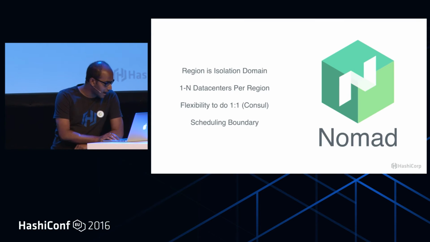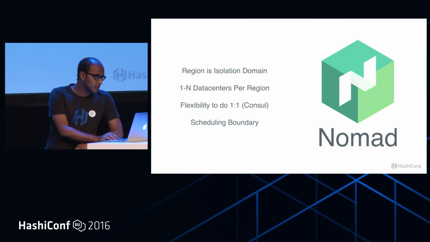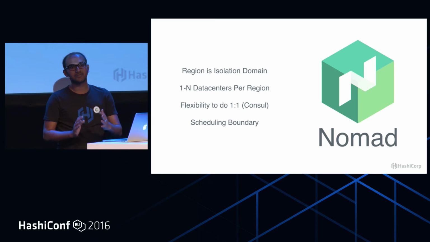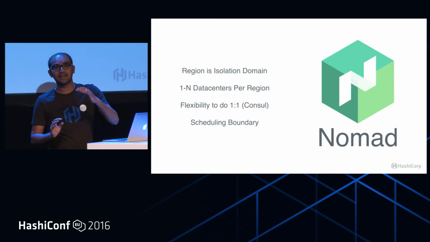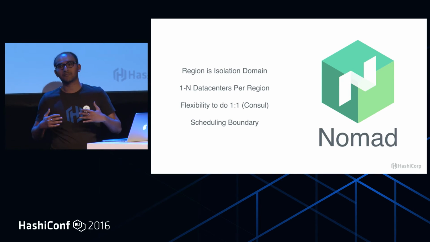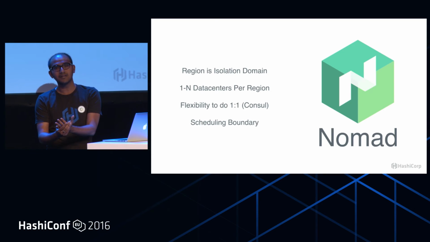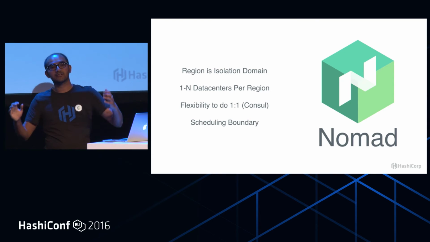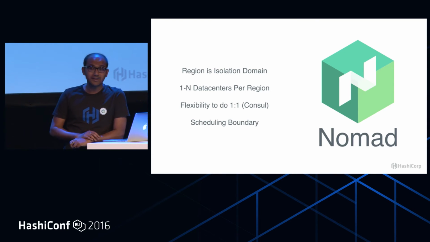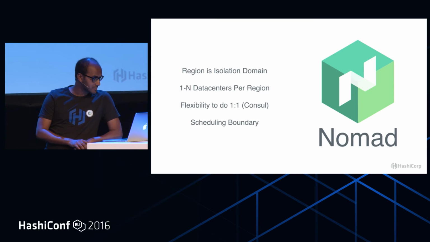A region is a single isolation domain, and you can have more than one data center in a single region. And if you're running Consul, you can run Consul in every data center, and then you can connect those Consul clusters across the WAN. And Nomad clusters across data centers are presented to you as a single cluster. And over the WAN, if you have different Nomad regions, you could connect them across the regions too.